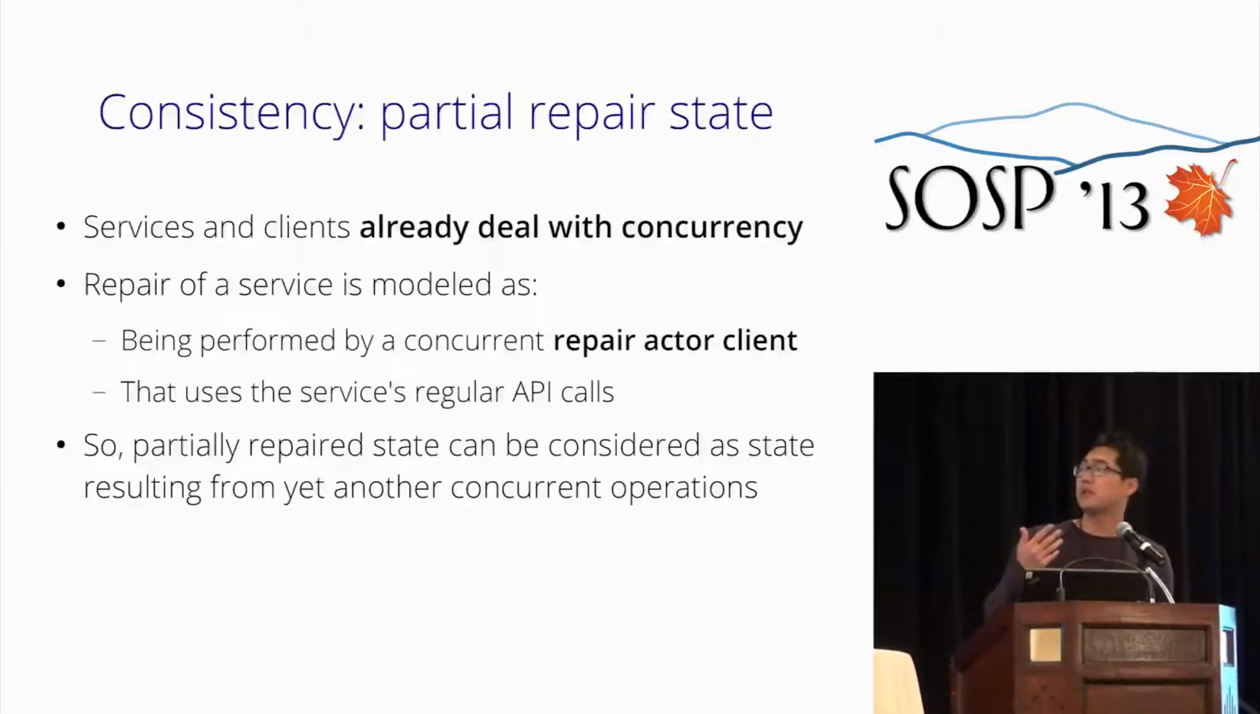Then how can you reason about partially repaired consistency? First of all, services and clients already deal with concurrency. It means that multiple clients can access the service independently. Then we model the repair of a service as a list of invocations of a regular API. It means there is an imaginary repair actor client that invokes regular APIs to fix the problem. So the partially repaired state can be considered as a state resulting from yet another concurrent operation by the repair actor client.